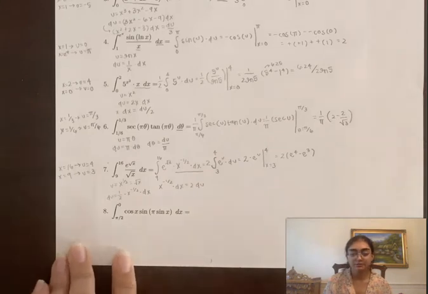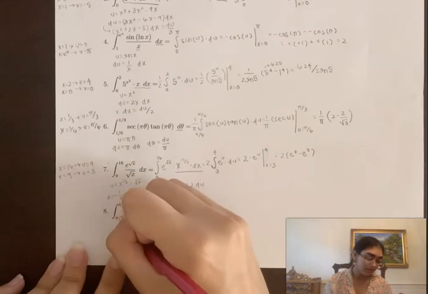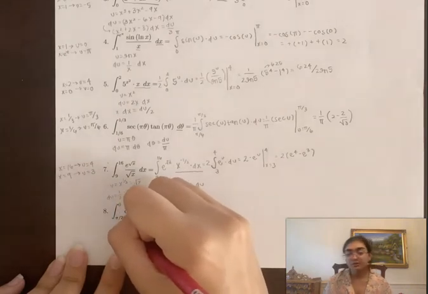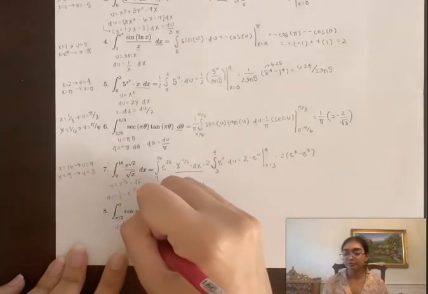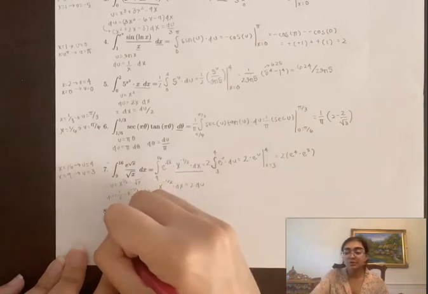Number 8, we're going to first find our u. It's a little tricky again. I actually have another recommendation to help you find your u's. A lot of the time your u is going to be your inside function. It's going to be whatever is inside of a trig function, if there is something inside of a trig function.